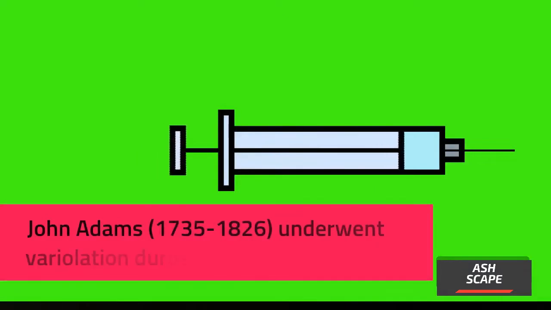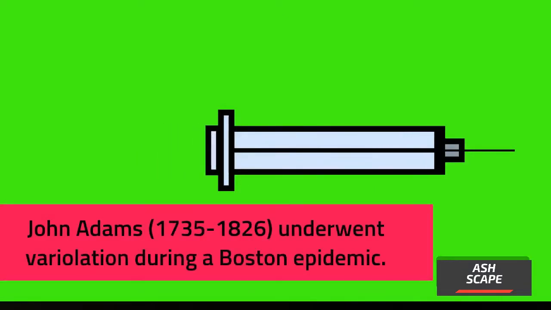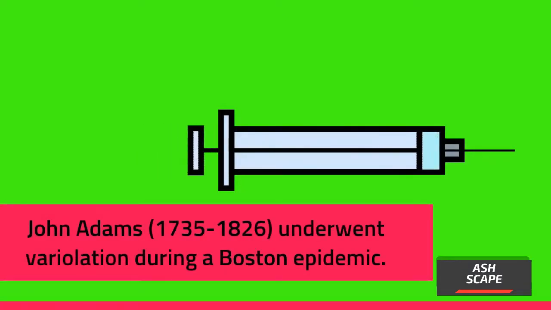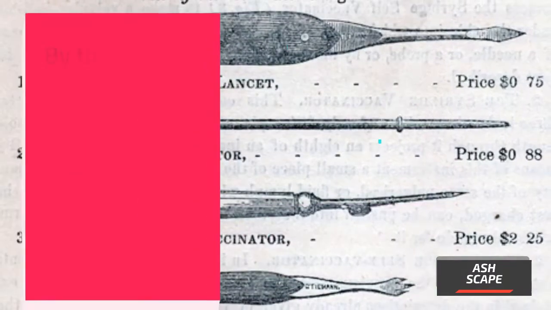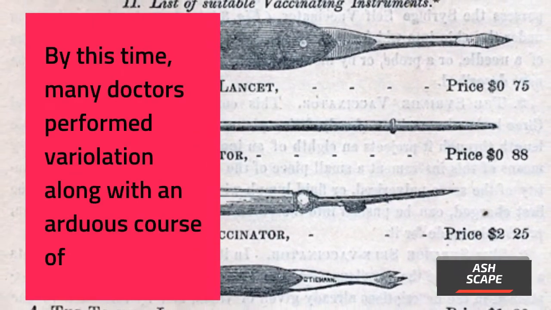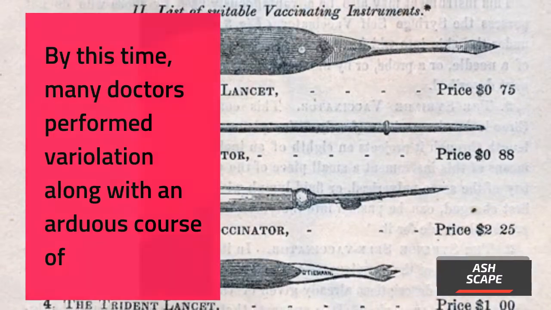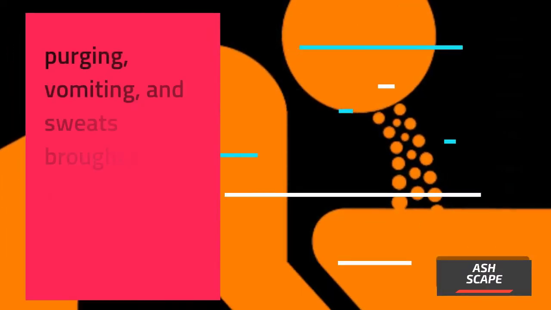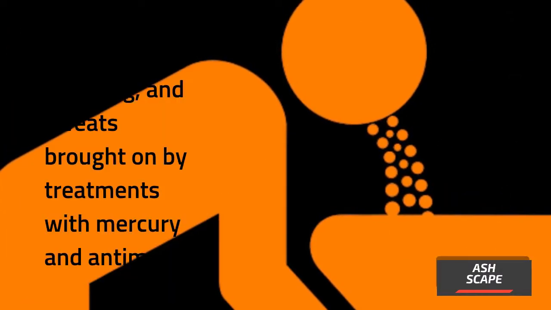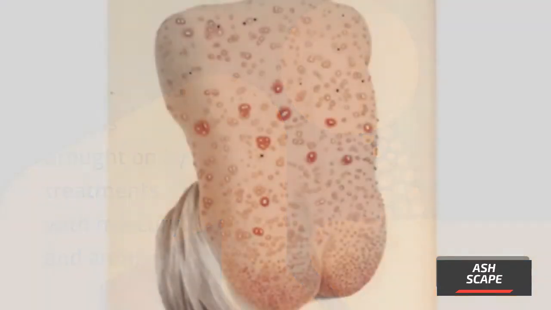John Adams, 1735 to 1826, underwent variolation during a Boston epidemic. By this time, many doctors performed variolation along with an arduous course of purging, vomiting, and sweats brought on by treatments with mercury and antimony.